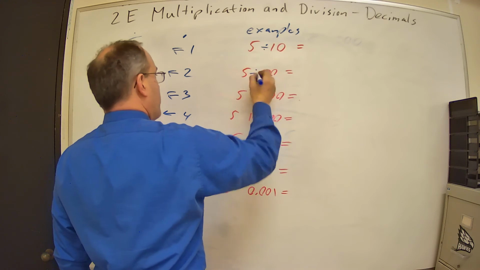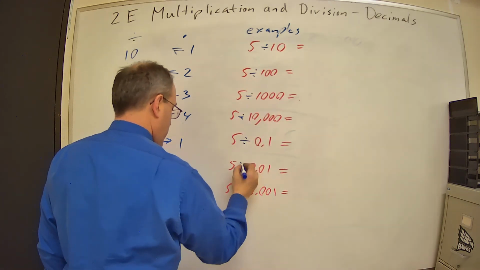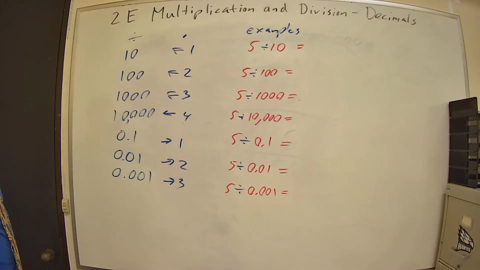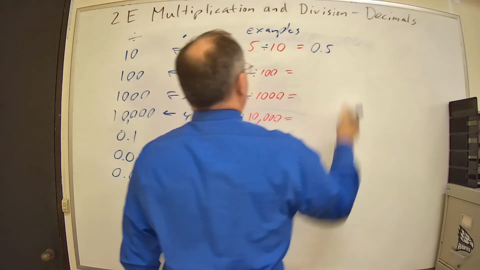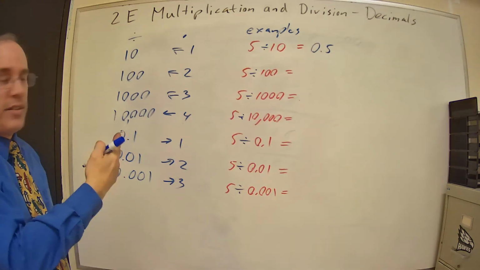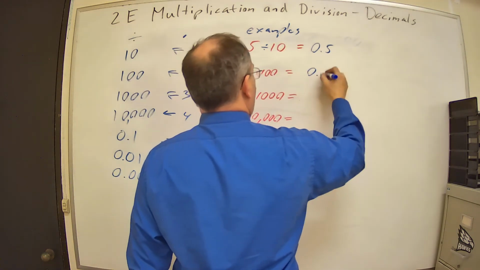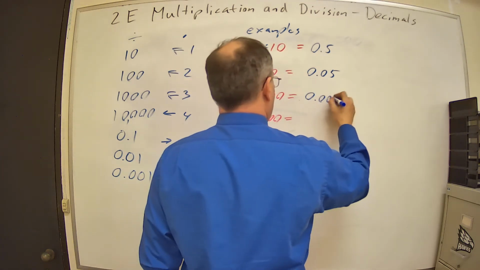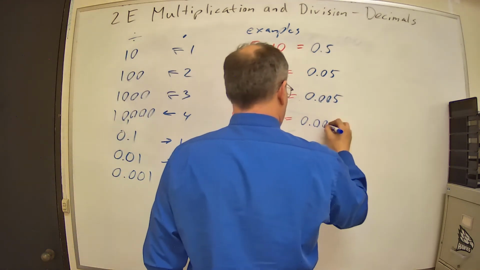divided by, then what we have, 5 divided by 10 is 0.5. We move that decimal point one place to the left. 5 divided by 100, 0.05. Divided by 1,000, 0.005. Divided by 10,000, 0.0005.